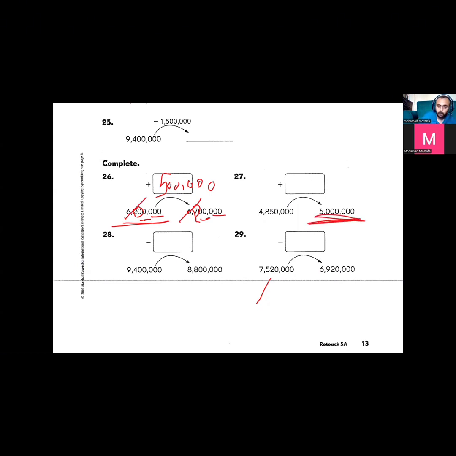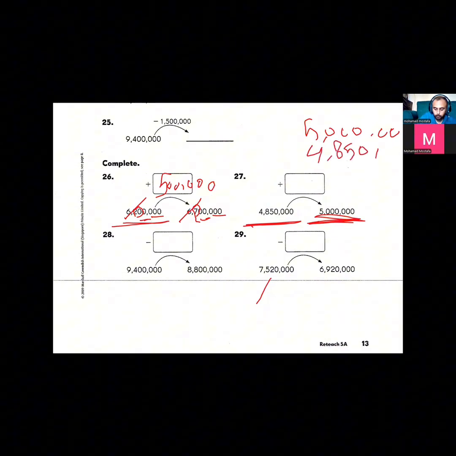This one, I have here 5 millions and here 4,850,000. 5 millions minus 4,850,000. We must regroup them. My first three zeros and 0. Can we subtract 0 minus 5 here? No, so we must borrow.